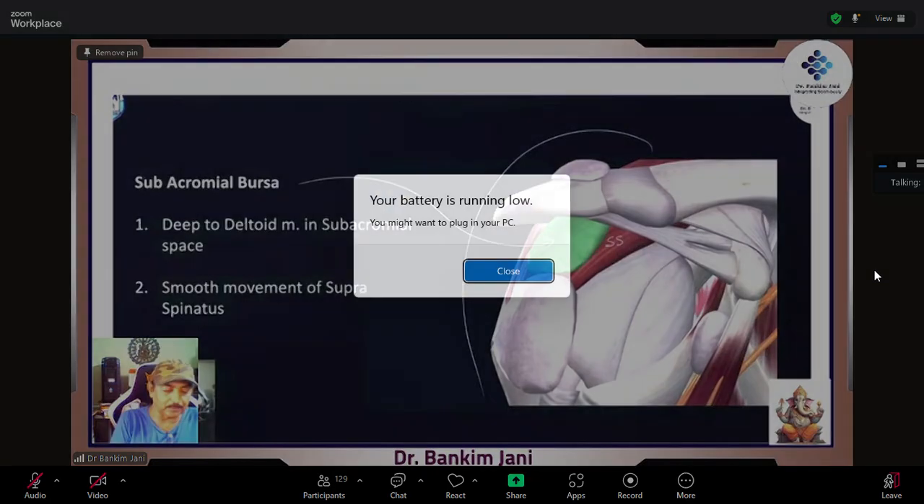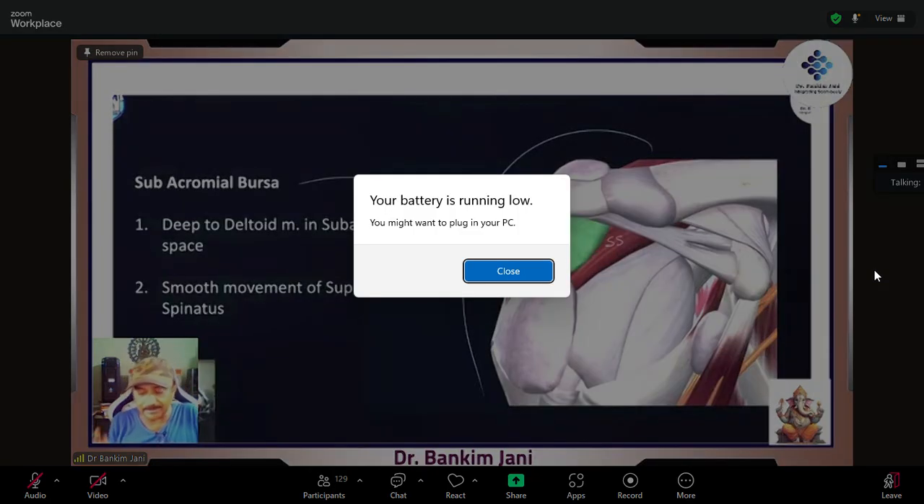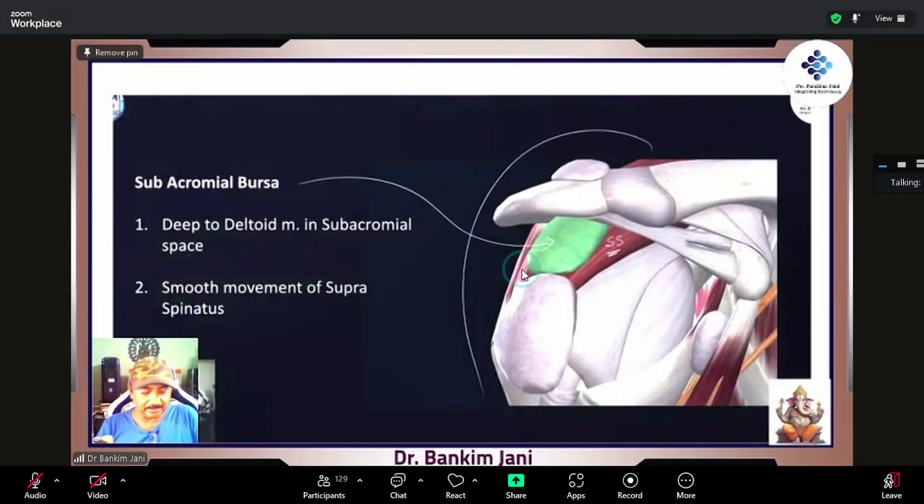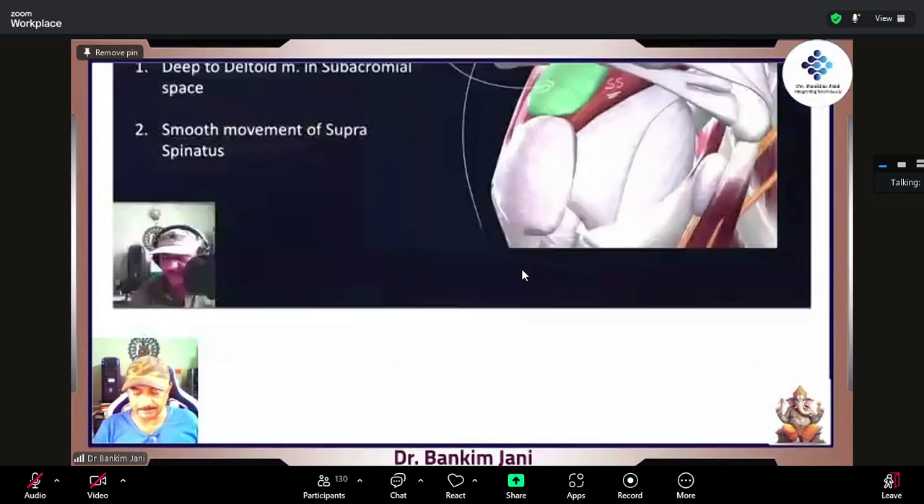This is the subacromial bursa. See, subacromial bursa just underneath, right? So just underneath the acromion process. And which muscle is over there? That is supraspinatus. Yes, so this is deep to deltoid muscle, and it is giving smooth movement of supraspinatus, right? So that supraspinatus is not getting, say, frictioned by the acromial process. So this is the bursa which we are talking about.